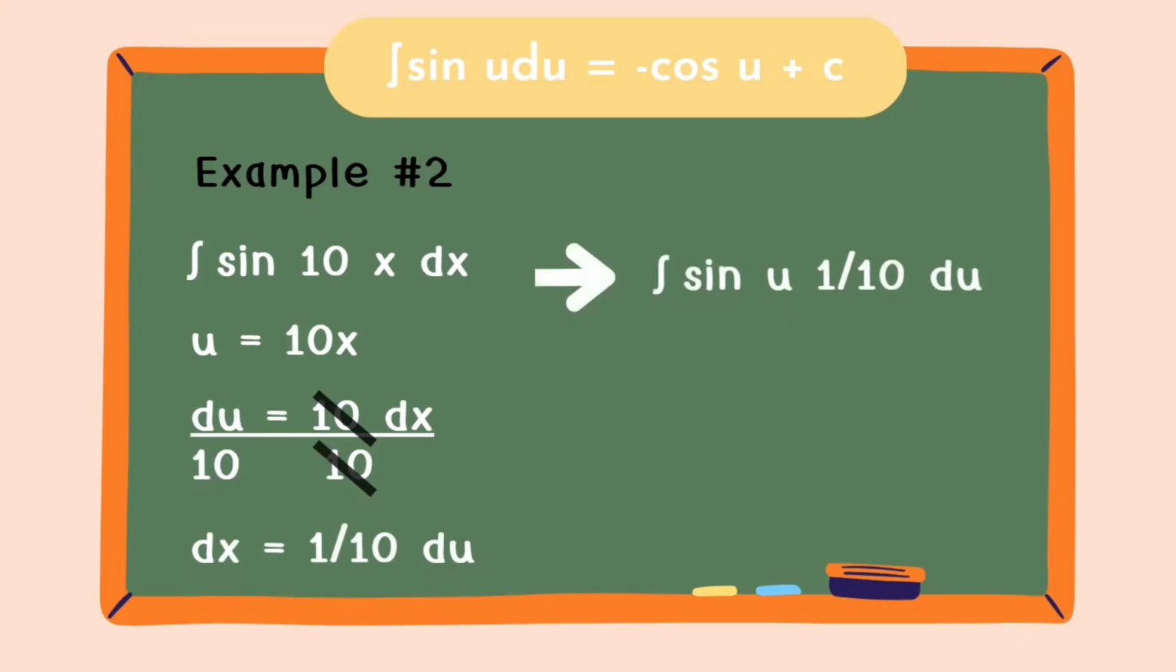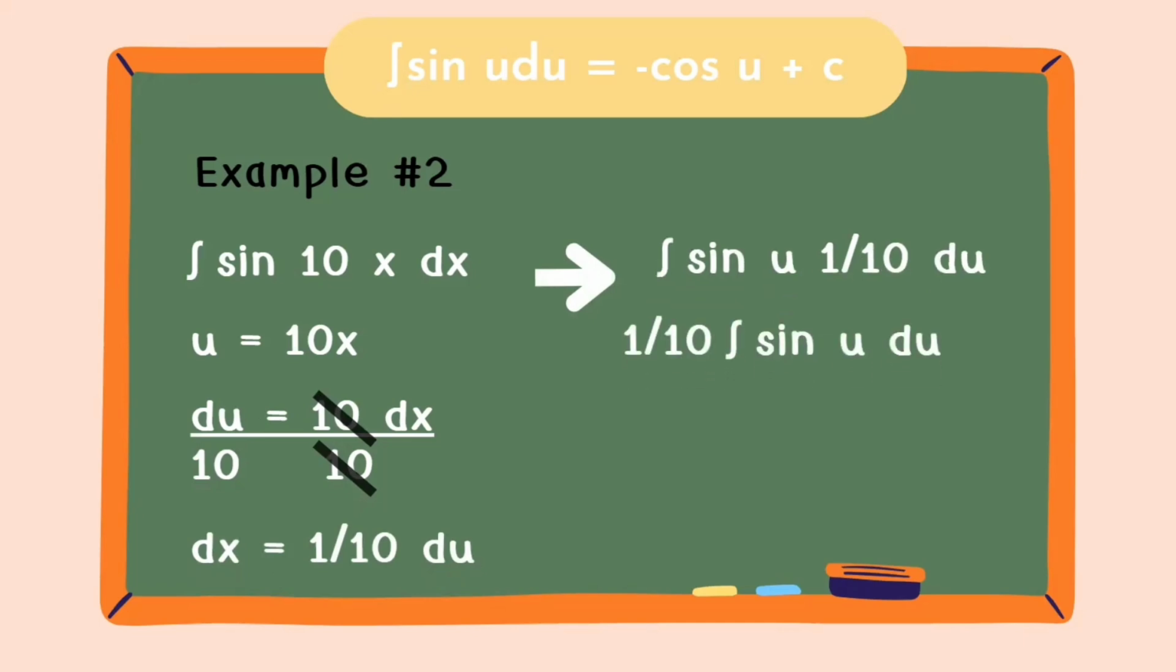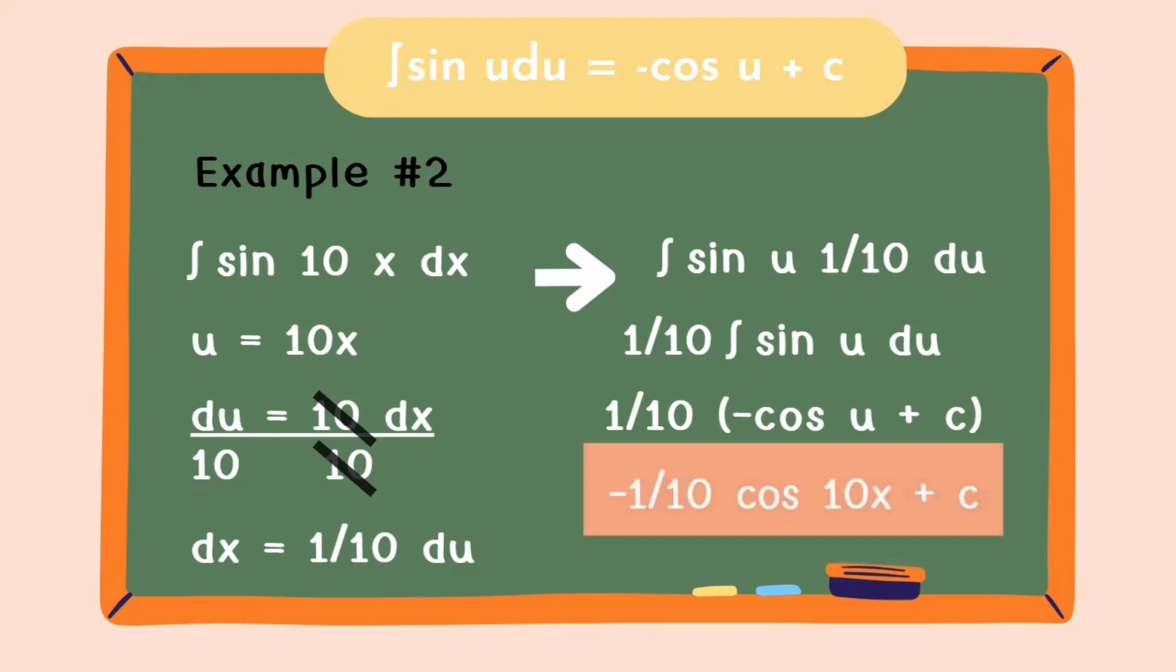The integral of sine u, 1 over 10 du. Then, ilalabas natin ang constant sa integral sign and magiging 1 over 10 the integral of sine u du siya. After that, kukunin na natin ang integral niya and magiging 1 over 10 negative cosine u plus c siya. And, imumultiply lang natin siya by 1 over 10, so magiging negative 1 over 10 ang sagot. Since given ang value ng u, isa-substitute na lang natin siya sa final answer, and our final answer will be negative 1 over 10 cosine 10x plus c.